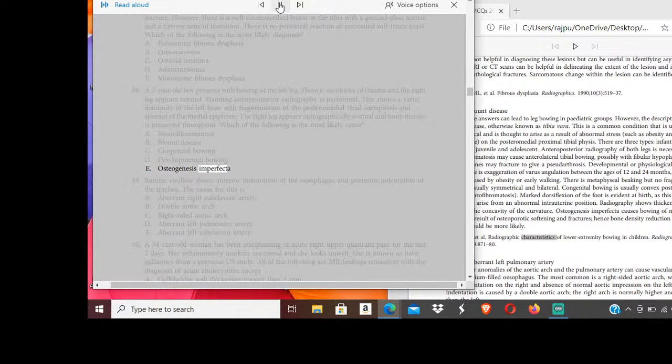Imperfecta. 49. Barium swallow shows anterior indentation of the esophagus and posterior indentation of the trachea. The cause for this is A. Aberrant right subclavian artery. B. Double aortic arch. C. Right-sided aortic arch. D. Aberrant left pulmonary artery. E. Aberrant left subclavian artery. 50. A 34-year-old woman has been complaining of acute right upper quadrant pain for the last 2 days. Her inflammatory markers are raised and she looks unwell. She is known to have gallstones from a previous ultrasound study.